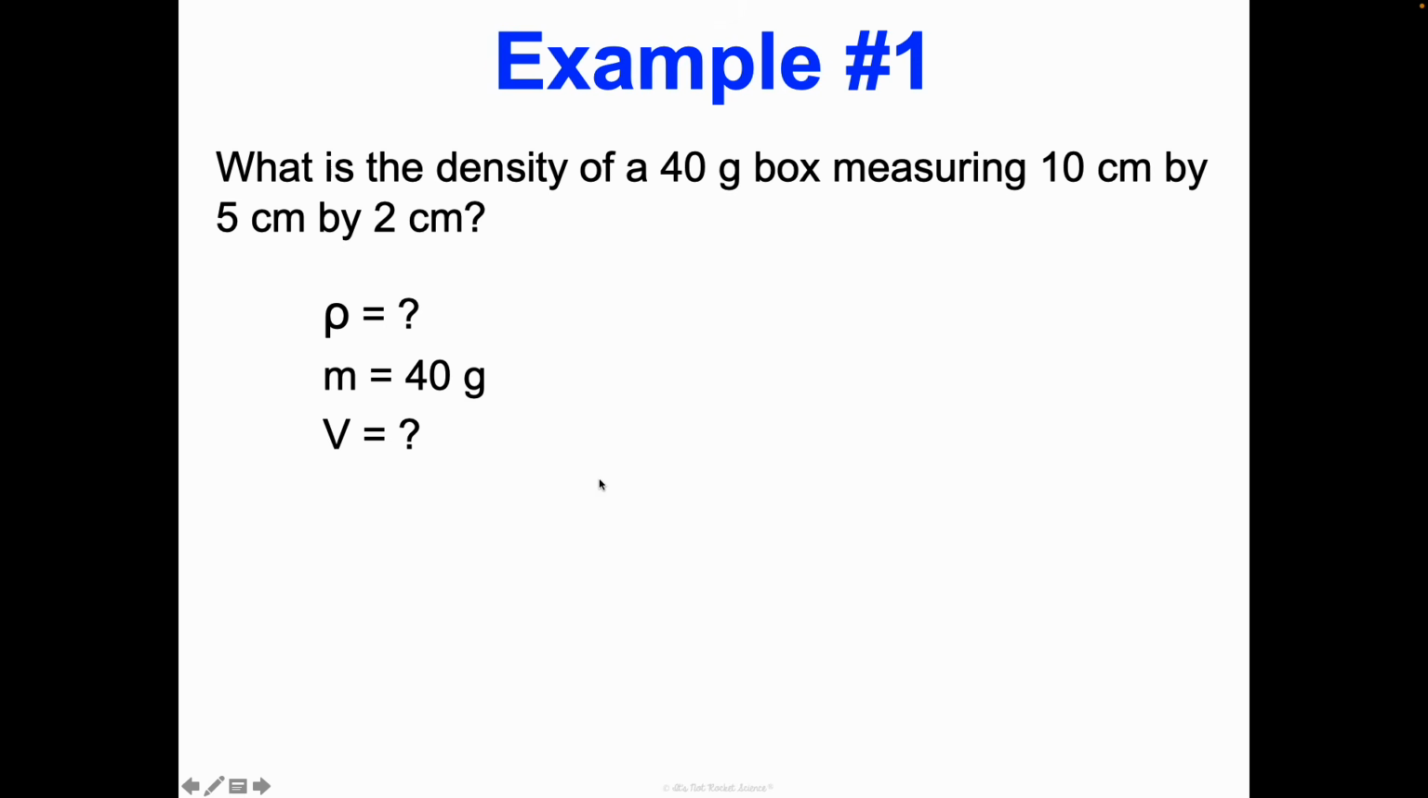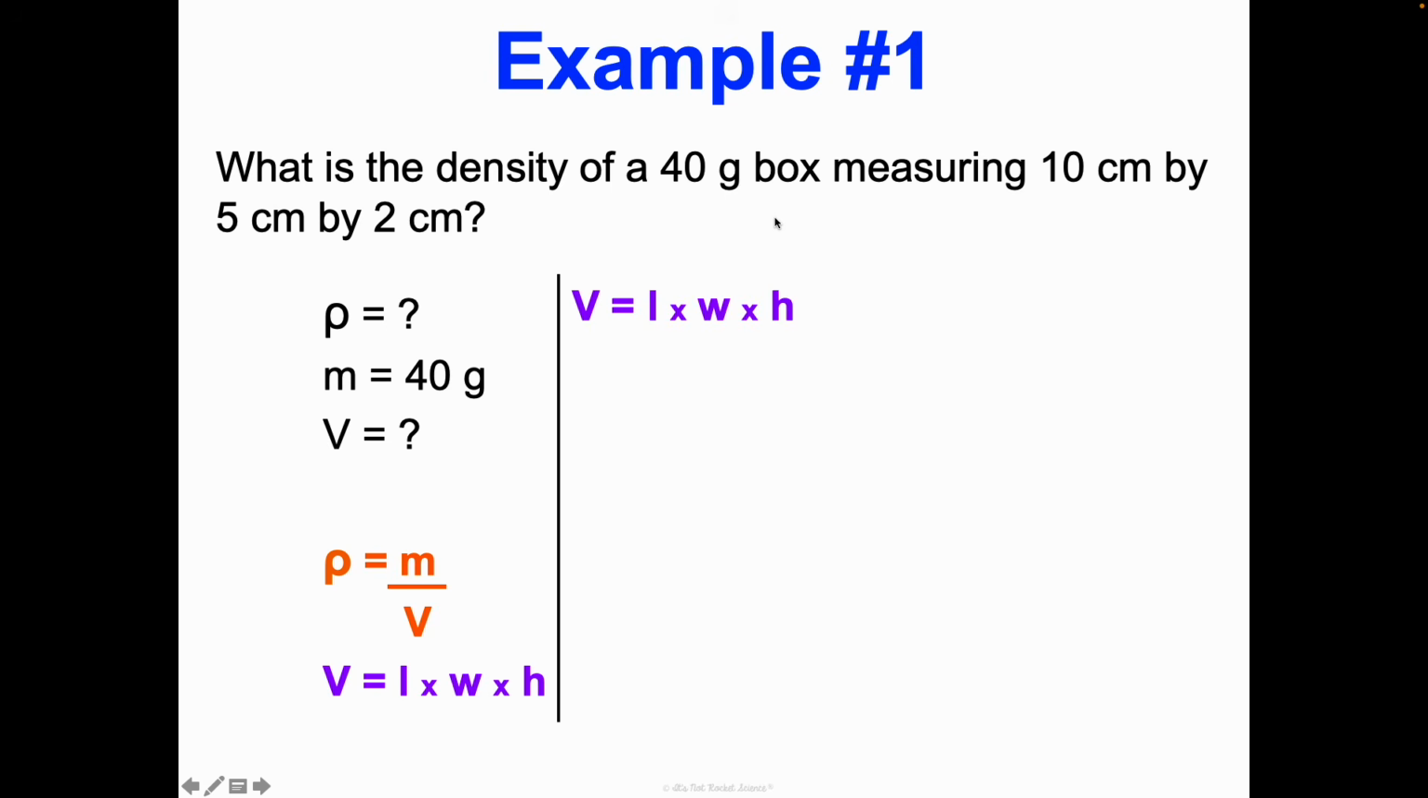What else? Now we need to diagnose. What equations will we need to do this? Well, we're definitely going to need the density equation. And because it's a box, we know we're going to use the length times width times height to find volume. So we're going to need this equation too. Now we draw a line because this is all my background work. Now I'm going to start solving things. We're going to start assessing. That's the other A. So volume is length times width times height.